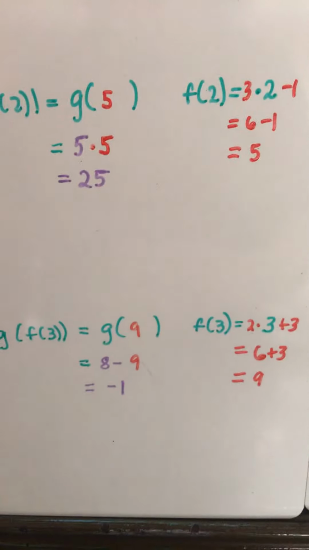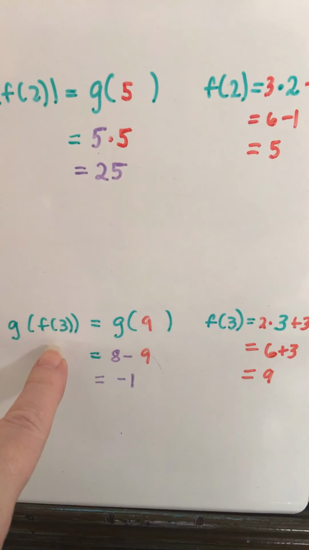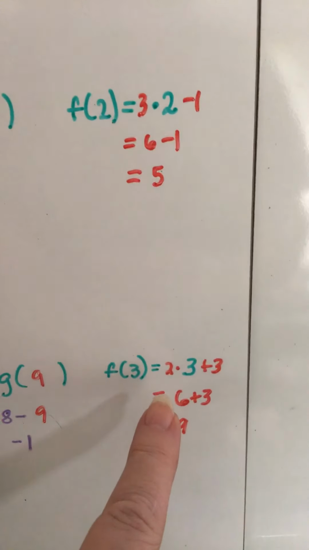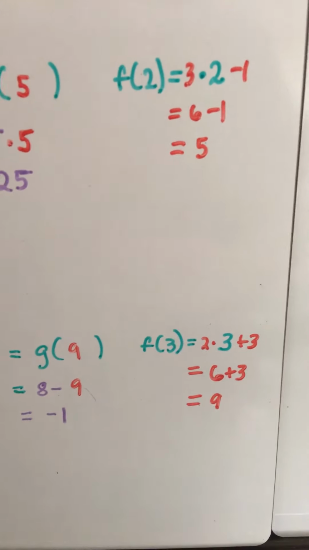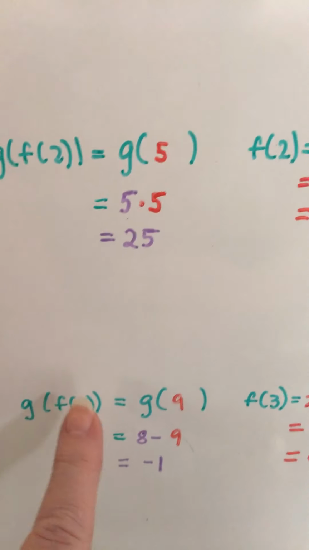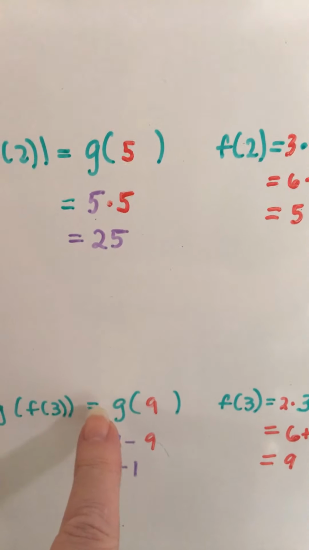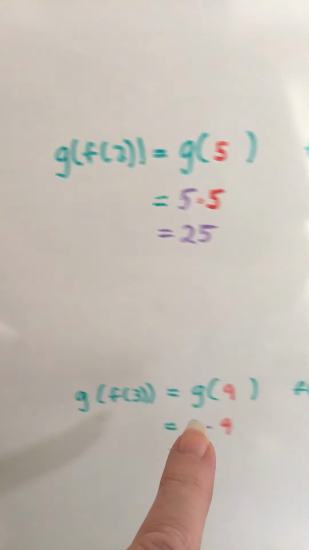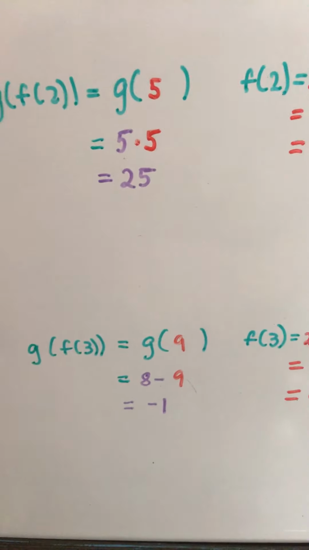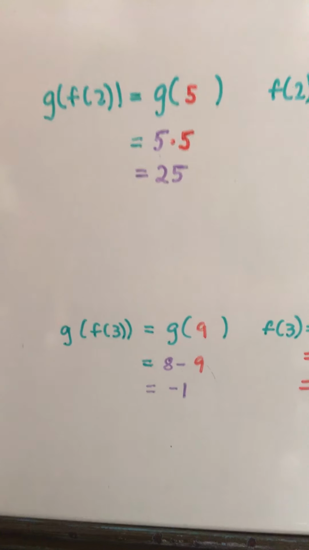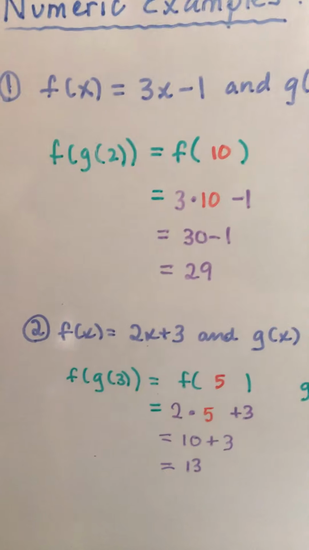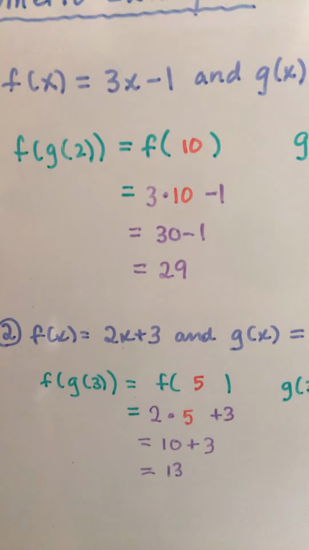Let's try it the other way. I need to know f of 3, but f of 3 I need to insert here. So f of 3 is 2 times 3 plus 3 is 9. So my f of 3 is 9, and now I want g of 9. Well, g tells me to do 8 minus whatever the number is, and I get negative 1. So g of f of 3 is negative 1, but f of g of 3 is 13.